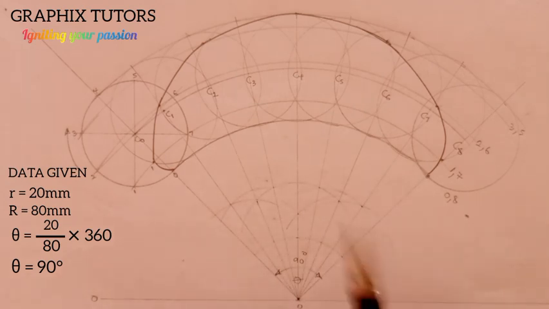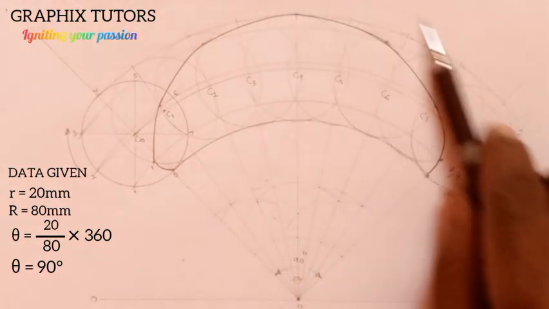So this is the locus of the point at which it will form when it's rolling on that circle.